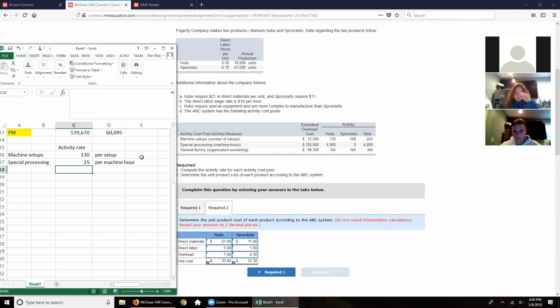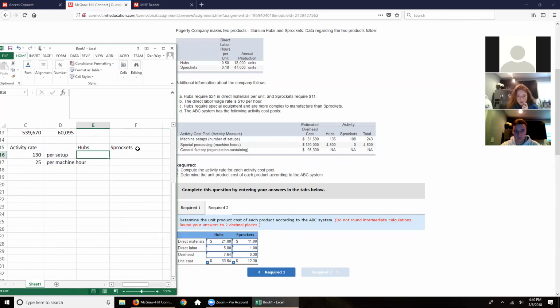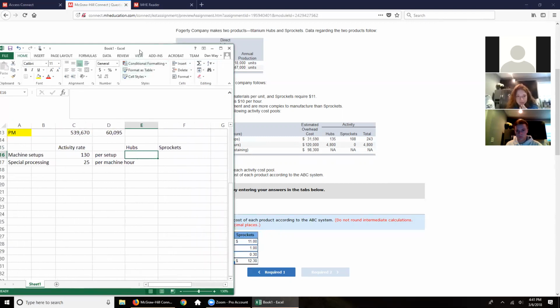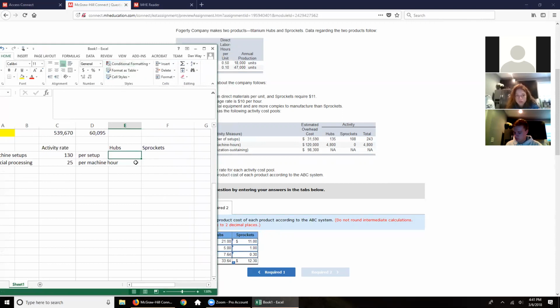So let's go ahead then and apply those costs to the hubs and the sprockets. If I can keep enough of this on the screen where we can look at both. Okay. So machine setups, again, we know $130 per setup. And the hub products required 135 setups in this period. Okay, so there's our total activity for the hubs. So that means I'm applying or assigning 17,550 to hubs just for setups.